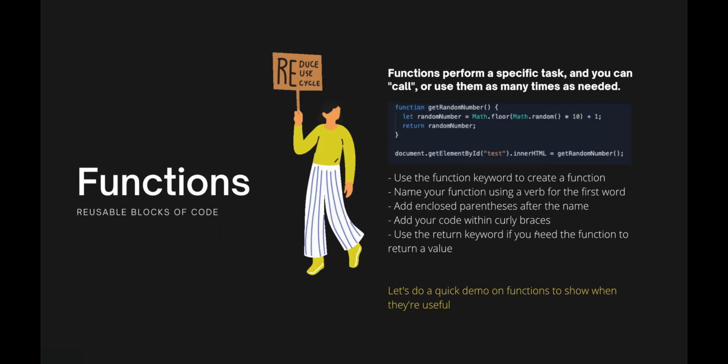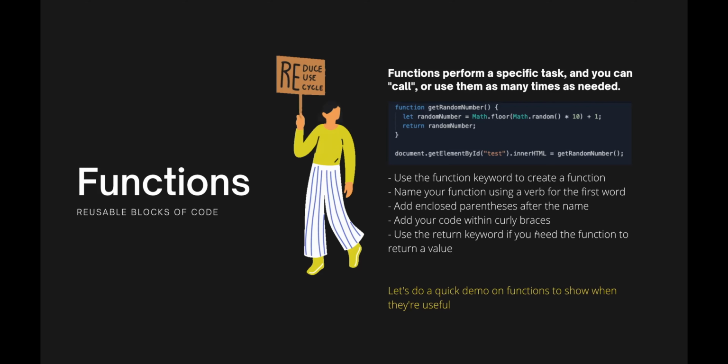A way to explain functions is to think of them as reusable blocks of code. They perform a specific task and you can, quote unquote, call or use them as many times as needed. So you're basically designing or coding a specific task, and then whenever you need it in your program, you just call it. And by calling, it just means that you're using it.